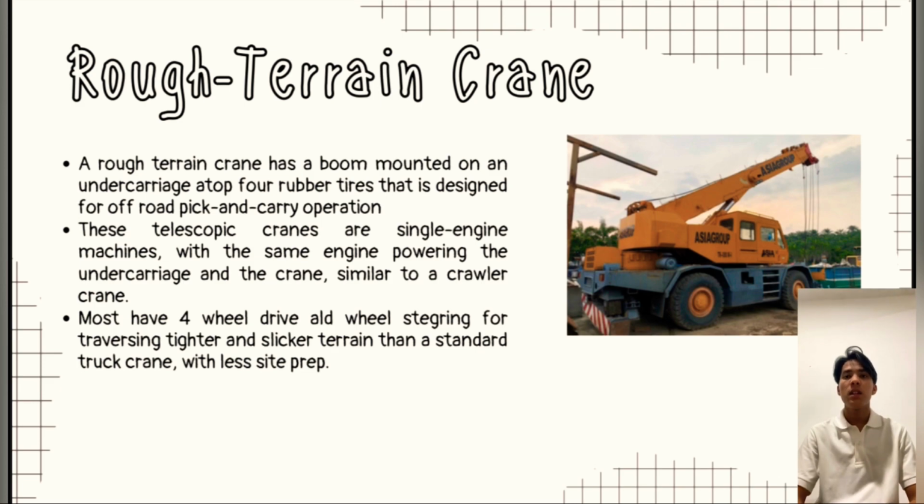Next is the rough terrain crane. A rough terrain crane has a boom mounted on an undercarriage atop four rubber tires that is designed for off-road pick and carry operations. Outriggers are used to level and stabilize the crane for hoisting. These telescopic cranes are single-engine machines with the same engine powering the undercarriage and the crane. Unlike a crawler crane, the engine is usually mounted in the undercarriage rather than the upper. Most have four-wheel drive and wheel steering for traversing tighter and slicker terrain than a standard truck crane, with less site prep.